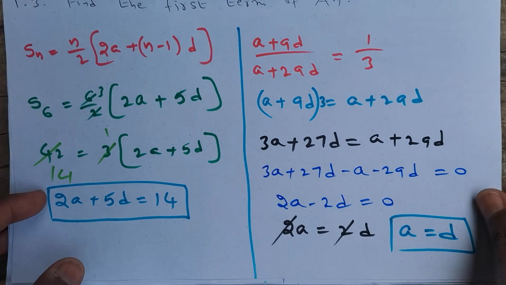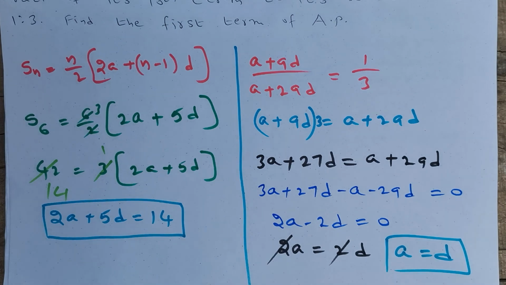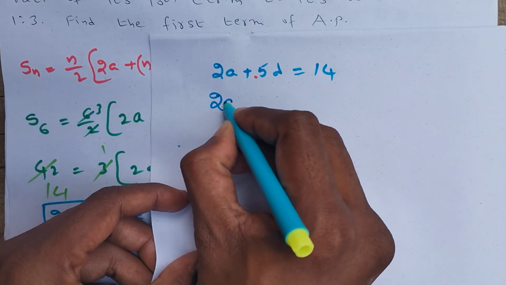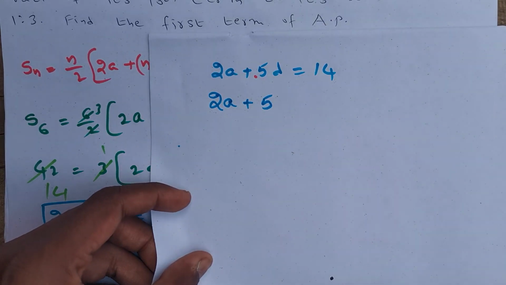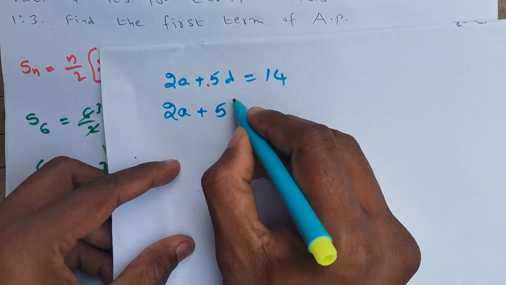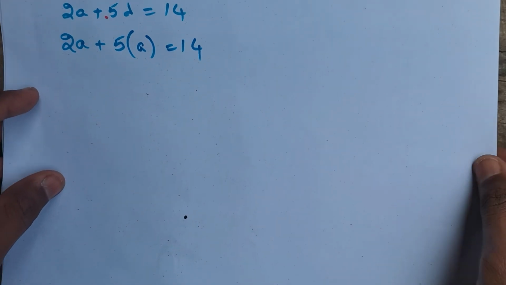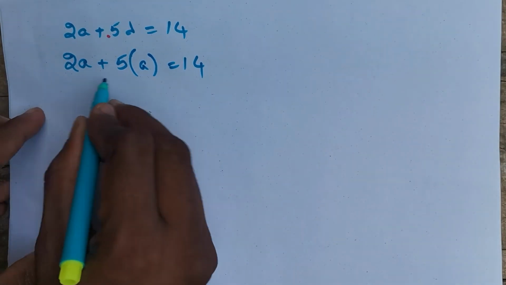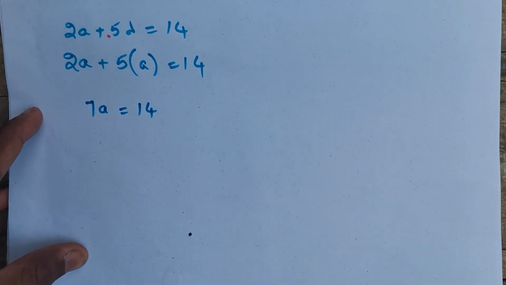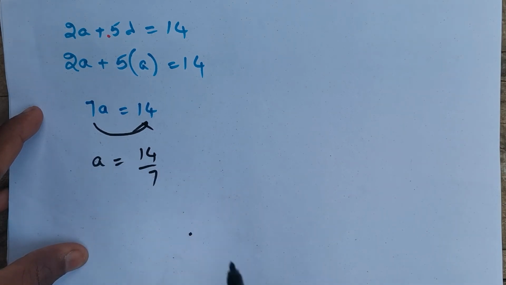In the given question, he is asking to find the first term. First term is nothing but the alphabet a, so alphabet a we want. That's why I am writing the first term 2a as it is, plus 5 into d, and d is nothing but a. So in the place of d, again I am writing a only, is equal to 14. Okay, now 2a plus 5a, 7a is equal to 14. I want the a value, so I will take this 7 to the right side. So a is equal to 14 by 7.